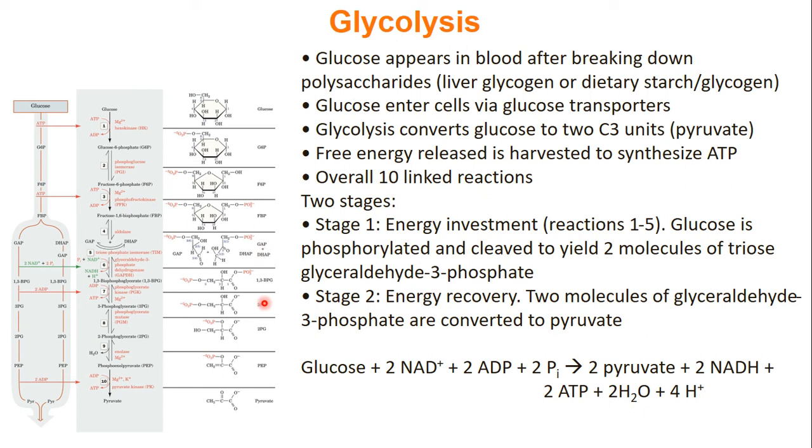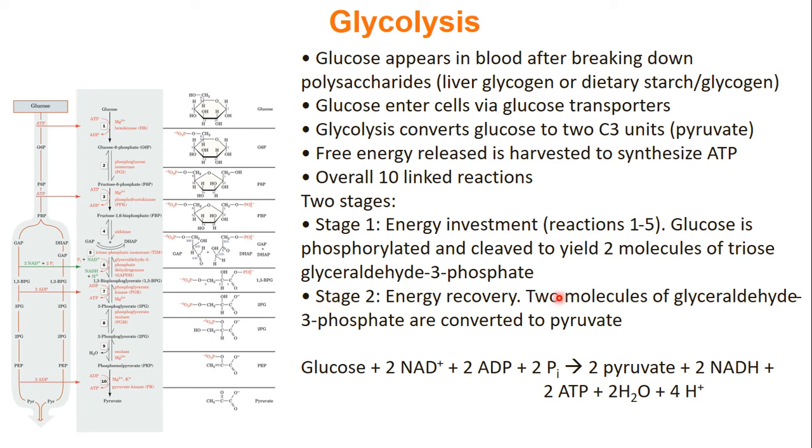During this process, we are releasing free energy because we're breaking bonds and removing phosphates, and we're going to use this to make ATP. Overall, there are 10 different reactions in glycolysis, and there are 2 stages. Stage 1, reactions 1 through 5, is an energy investment stage. Basically, it's a priming stage. You phosphorylate glucose and then cleave it into 2 molecules of trioses. This is just to get it ready for phase 2, which is energy recovery.